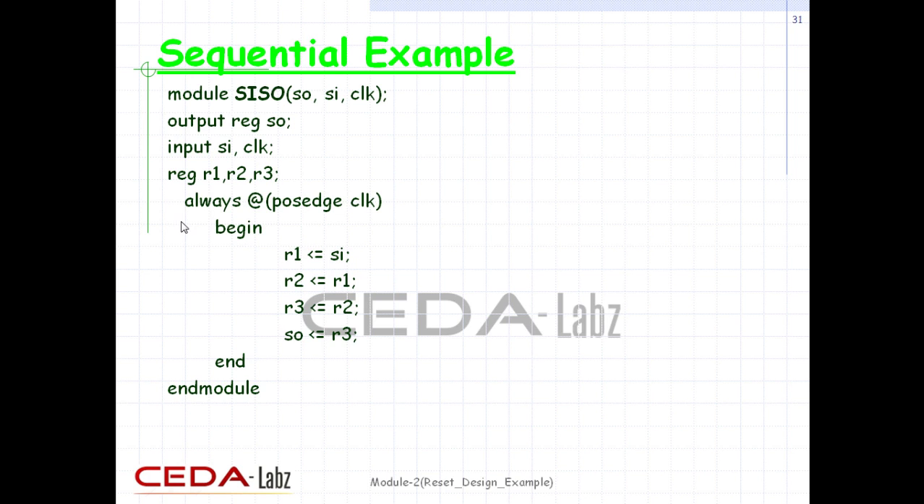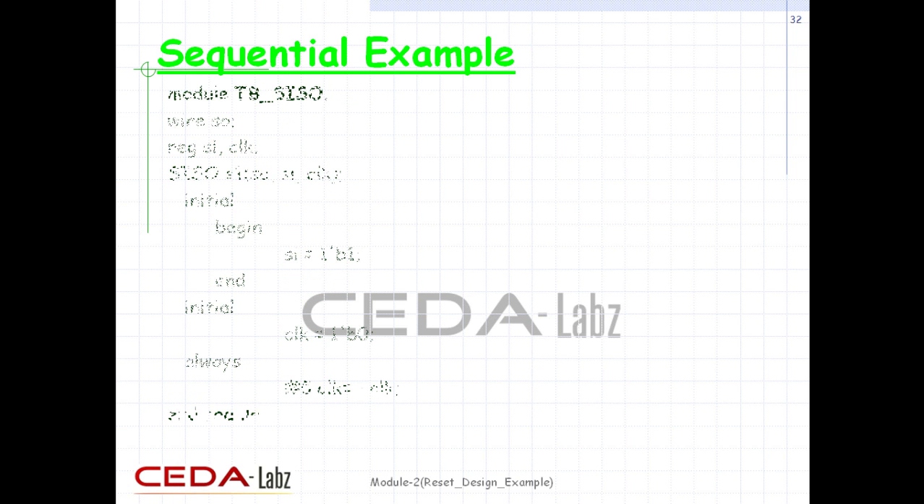SI is equal to R1 represents that whatever is the value of SI becomes equal to R1. That is, value of SI is shifted to R1. Similarly, R1 is shifted towards R2, R2 is shifted to R3 and finally R3's value is shifted to output SO. As we can see, here we are using the non-blocking statement, as shifting will occur simultaneously on all registers at the triggering of the clock.